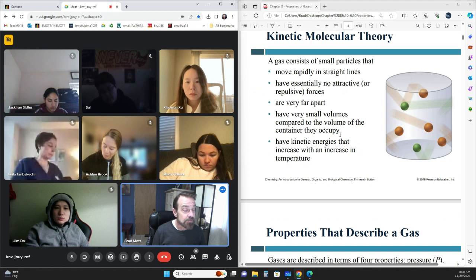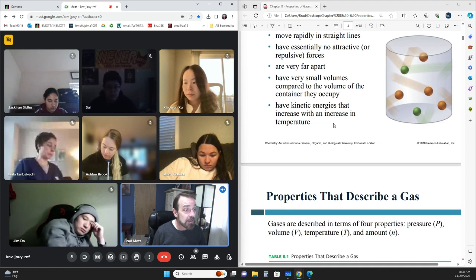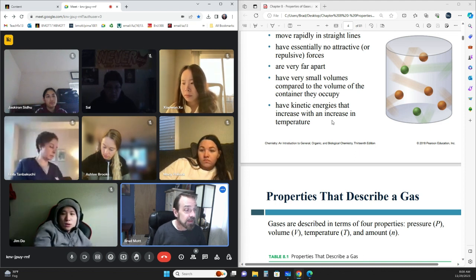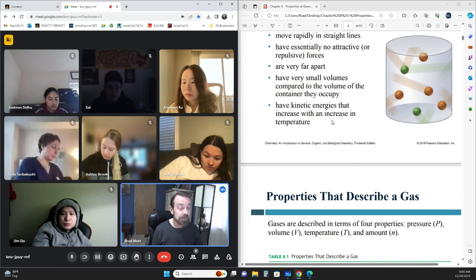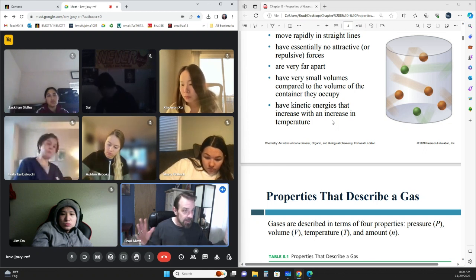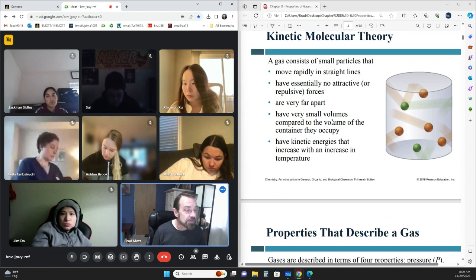They are relatively far apart. They aren't packed in their gaseous state, and they have kinetic energy, and the increase in temperature is the way we measure an increase in kinetic energy. Okay, a hotter gas means it's got more kinetic energy, and they're going to bang into each other harder, increasing pressure. That's what this all counts on.